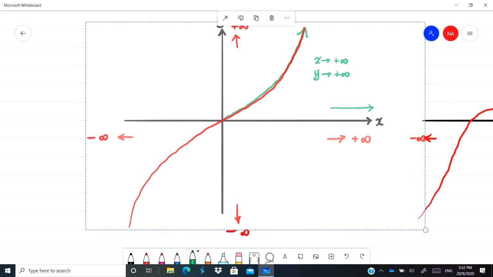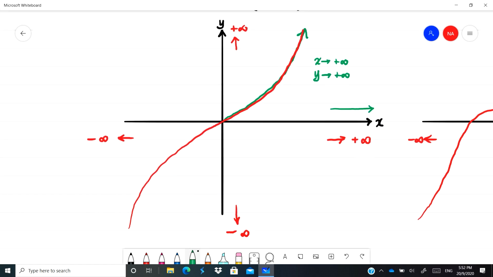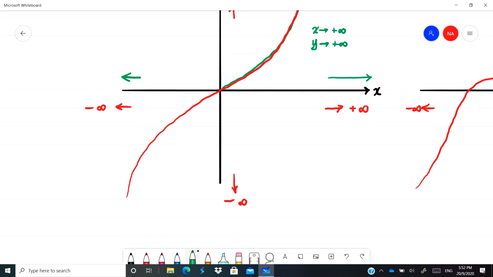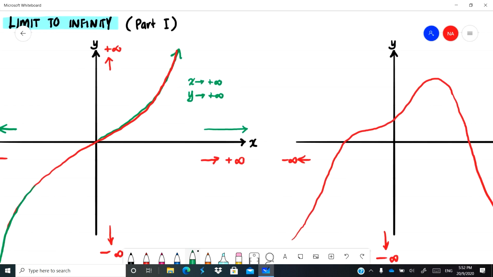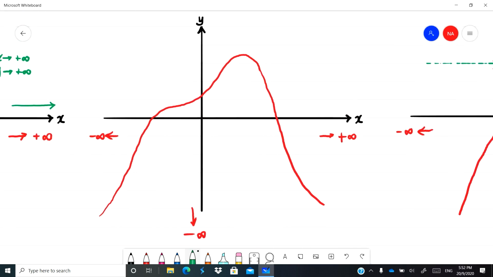As x approaches negative infinity, we go to the leftmost side, and we can see that this graph will go downwards, never ending. That means it's going towards negative infinity. So as x approaches negative infinity, y will approach negative infinity. That's the idea of what infinity is and what a limit approaching infinity means.